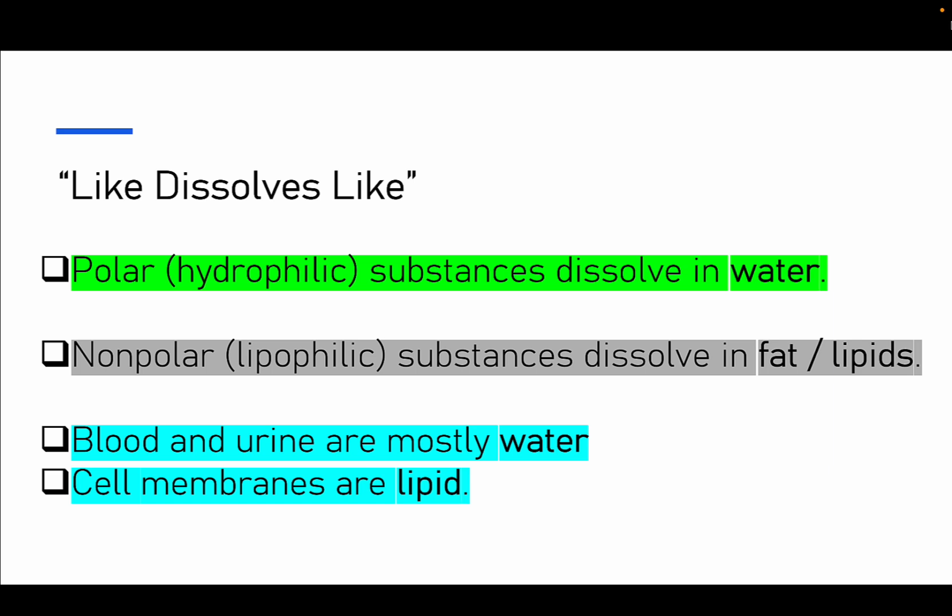Nonpolar or lipophilic, fat-loving substances will dissolve in fats or lipids. These will be attracted to fats and lipids, and the cell wall is a lipid bilayer, and so that's a really important part of what these lipophilic substances will interact with. Blood and urine, mostly water. Cell membranes are lipid.